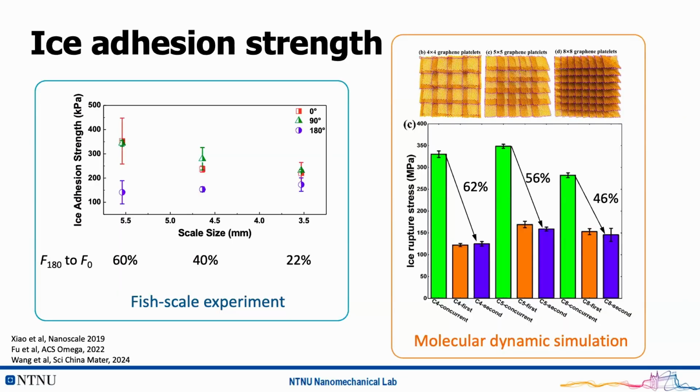And interestingly, the process is also connected with the fish scale size, because different parts of the scale have different sizes of the individual scales. And then we found out that this ice adhesion reduction is connected with the fish scale size. And our molecular dynamics simulation, with graphene plates mimicking the fish scale, will demonstrate this size-dependent ice adhesion behavior on the fish scale.